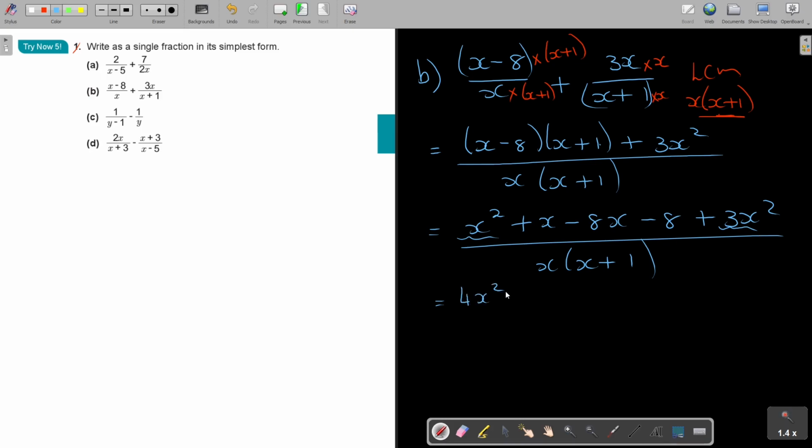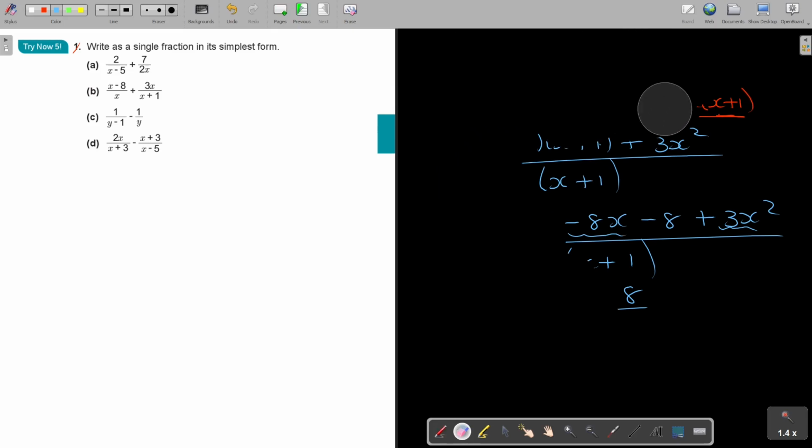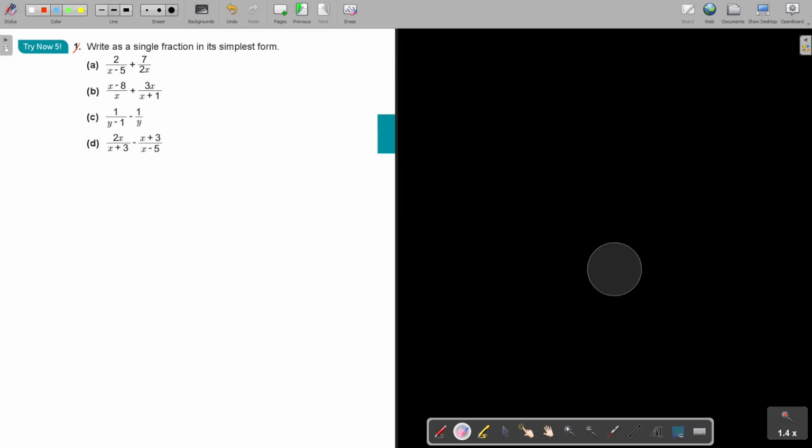And then I'm going to say this, and this is going to give me negative 7x minus 8 over x plus 1. Okay, and that is going to be my final answer. Very nice. Now I go to the negative ones. Just be careful for your sign. The method is more or less exactly the same. It's just signs. Just stop and think of signs.